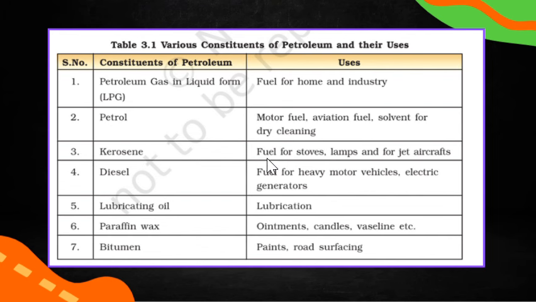Kerosene. Kerosene is used for stoves, lamps, and for jet aircraft. Diesel: fuel for heavy motor vehicles, electric generators. Lubricating oil is used in lubrication. Paraffin wax: ointment, candles, Vaseline, etc. Bitumen: paints, road surface. All these examples you need to remember their uses. Could be asked for your exam, so very important. Study this well.